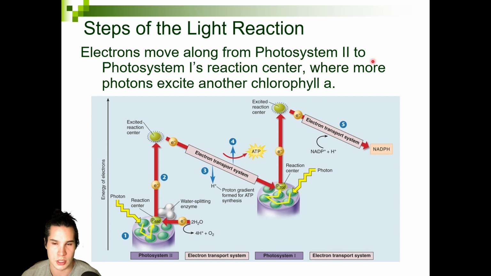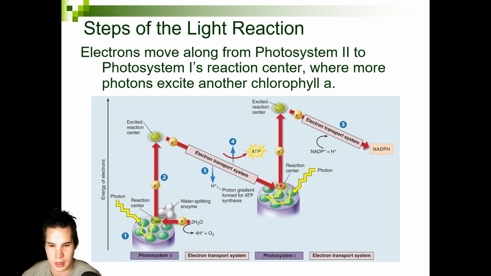So electrons move from photosystem 2 to photosystem 1's reaction center, where more photons excite another chlorophyll A. So you have photons, which activate your antenna complex, or you could say are absorbed by your antenna complex. That light energy is funneled down to your reaction center of photosystem 2. An electron is kicked off, follows an electron transport chain, and in the process pumps protons into the thylakoid lumen, creating a proton gradient. Eventually that electron that was kicked off from photosystem 2 reaches photosystem 1 to replenish the reaction center within photosystem 1.